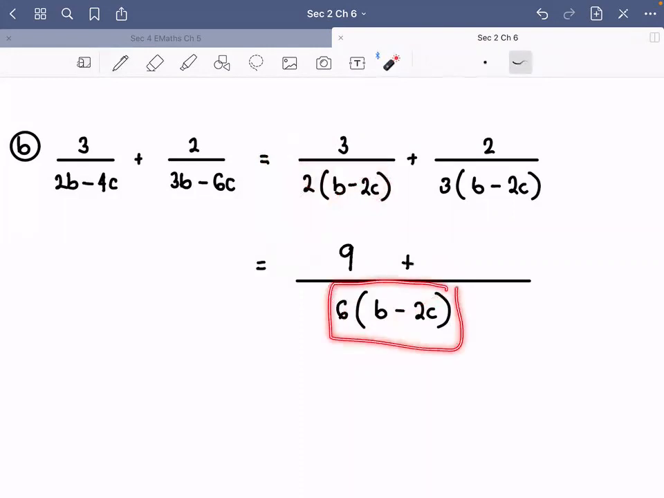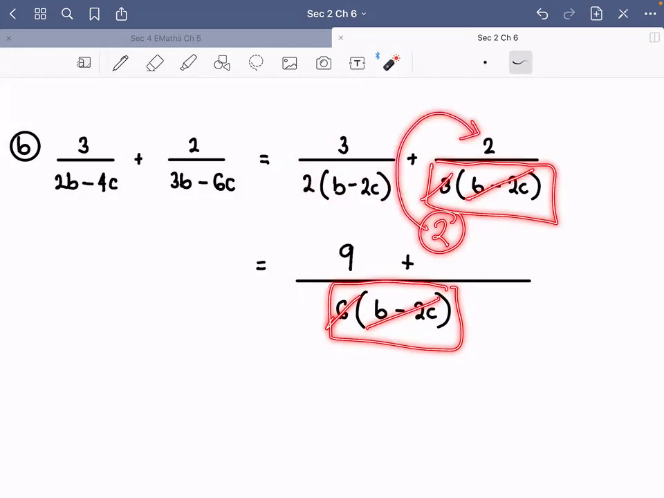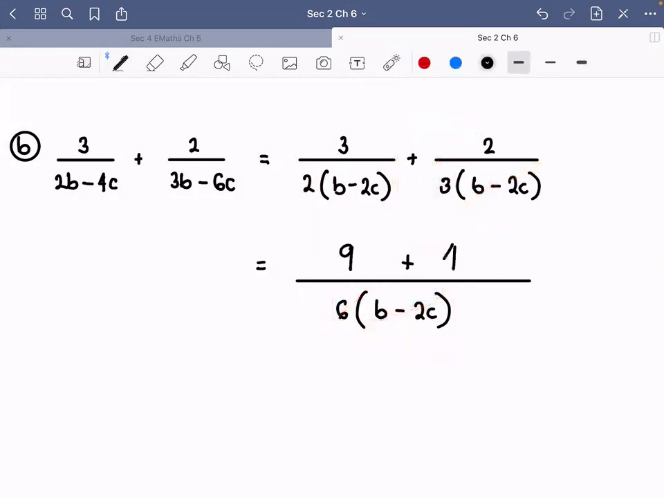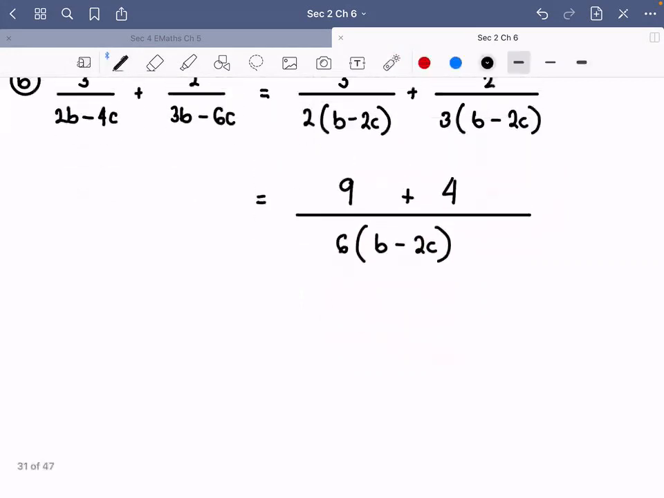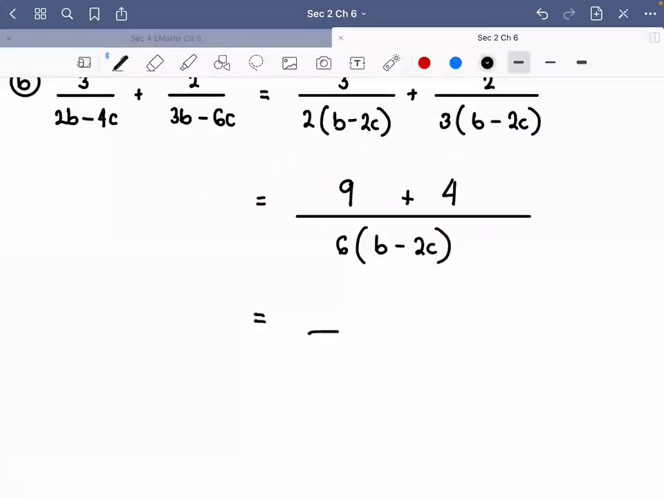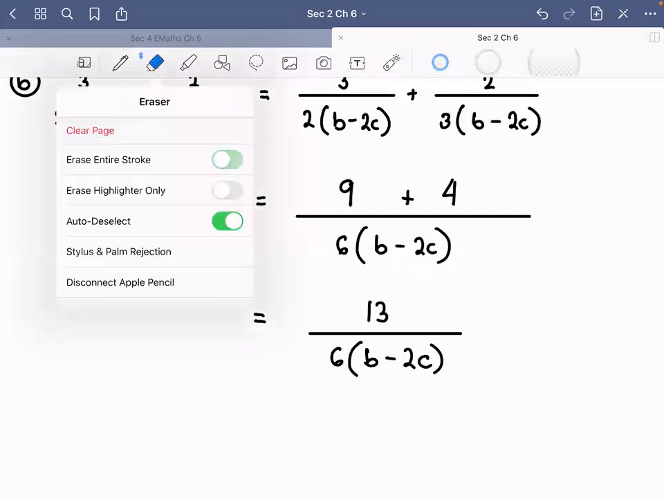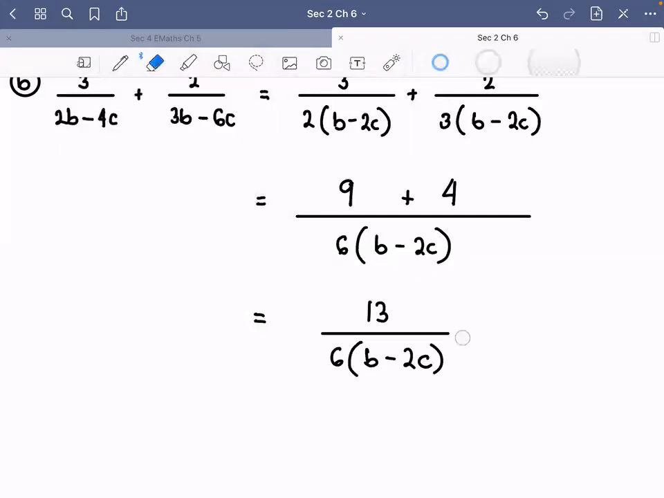6 times b minus 2c divided by this. So this one becomes 2, right? And then this here gets cancelled. So what happens with 2? 2 times 2 becomes 4. So I think we have our final answer. We got here 13 over 6 times b minus 2c. So that's it. That's for letter B.